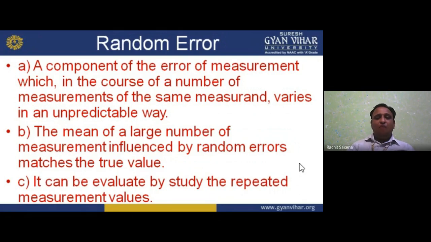The mean of a large number of measurements influenced by random errors matches the true value. It can be evaluated by studying the repeated measurement values. We can only evaluate it with the help of studying repeated measurement values. We repeat the measurements basically up to 9 times, for example 1, 2, 3, 4, 5, 6, 7, 8, 9. So repeated measurement values are how we can evaluate it.